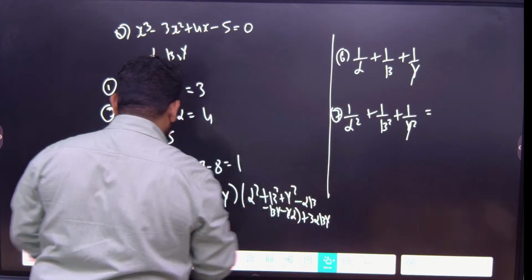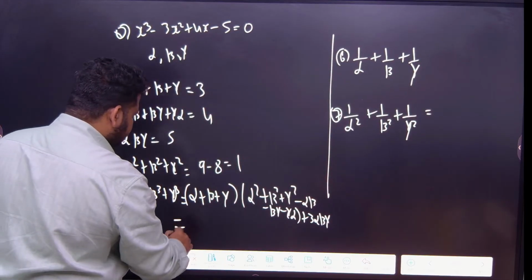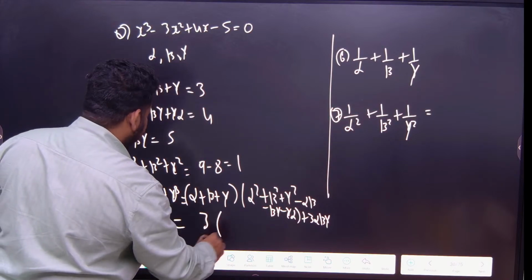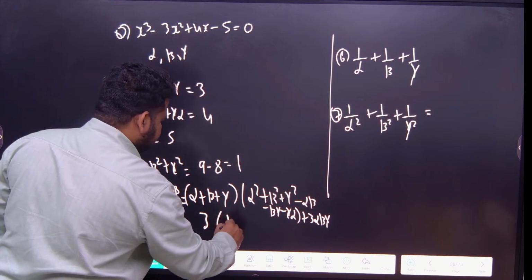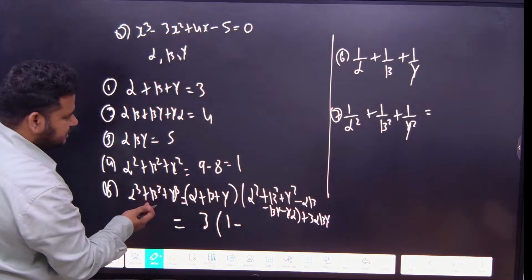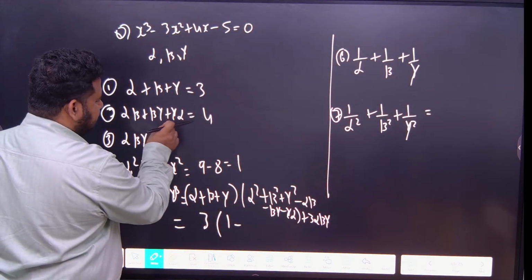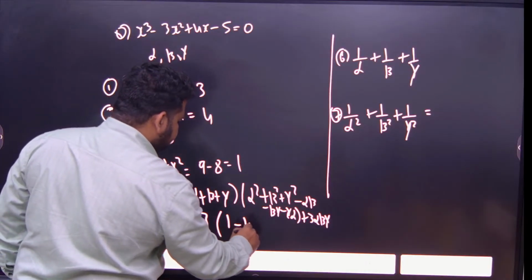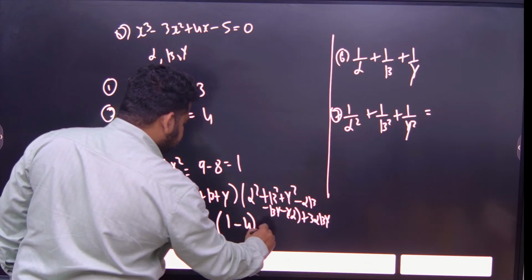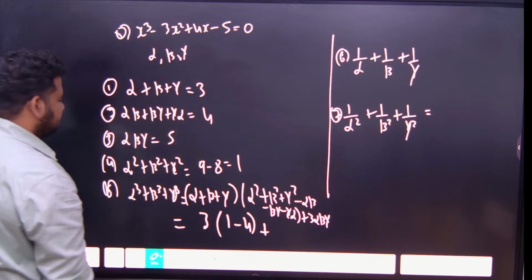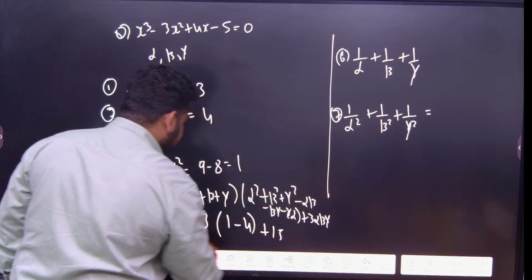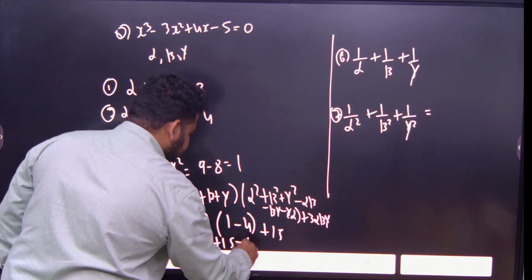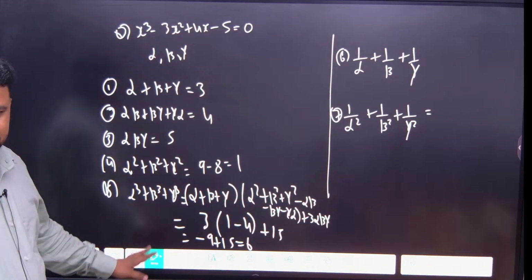Just put the values here. So what we will get? Alpha plus beta plus gamma is 3. Alpha square plus beta square plus gamma square is 1. If I take minus outside, this will become alpha beta, beta gamma, gamma alpha, which is minus 4. Okay. So this plus 3 times alpha beta gamma. 3 into 5 is 15. So we will get minus 9 plus 15. This is 6. We will get 6. Correct?